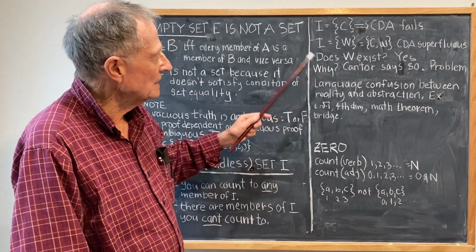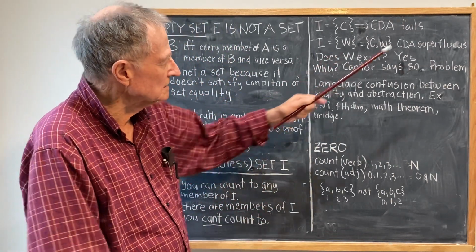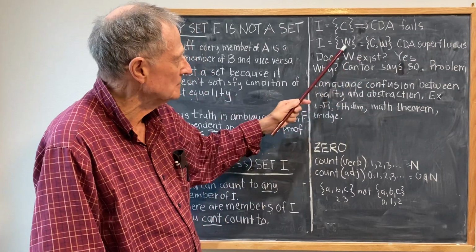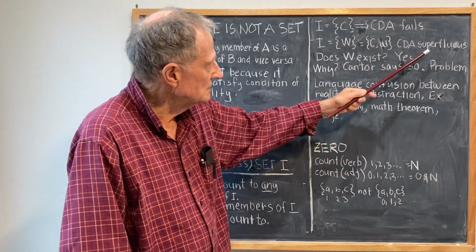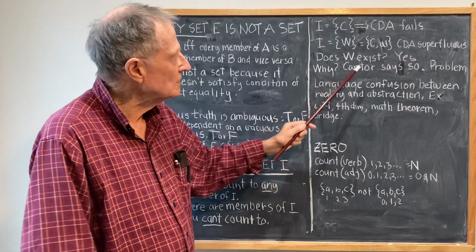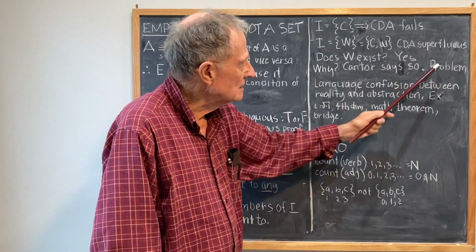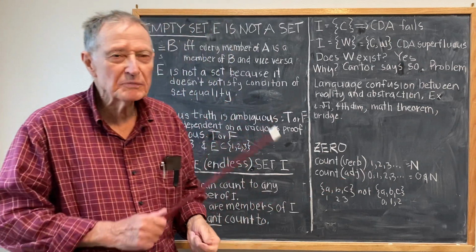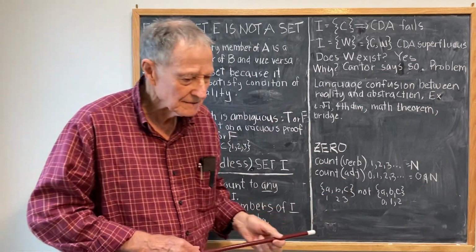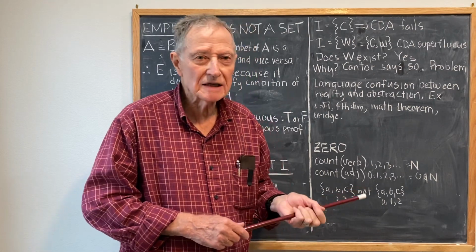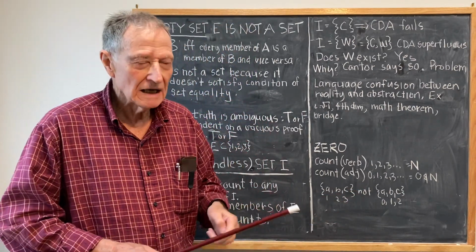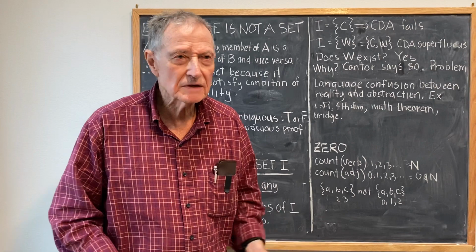Therefore, I ask, does W exist? Since CDA is superfluous, I haven't proved that W exists, so I ask, does W exist? And the answer is yes. And why? Because Cantor says so. That's not quite as bad as it sounds. I mean, one can name abstract objects and build axioms around them and theorems around them.